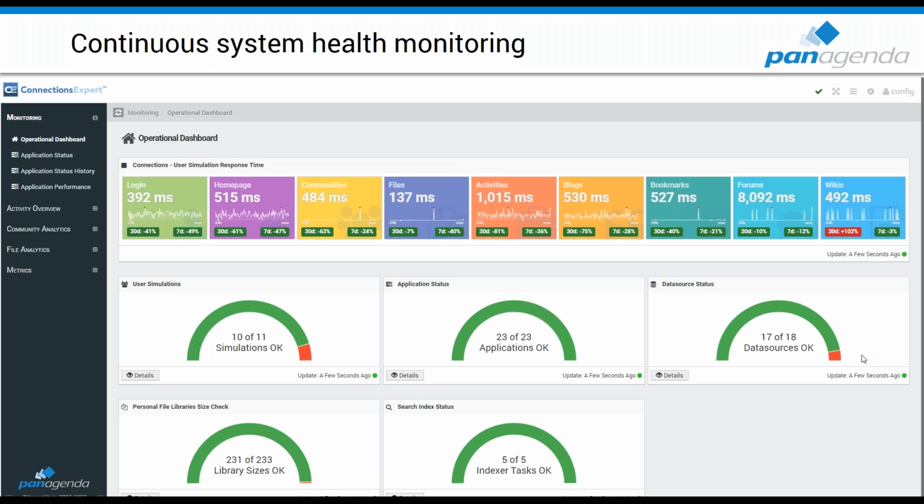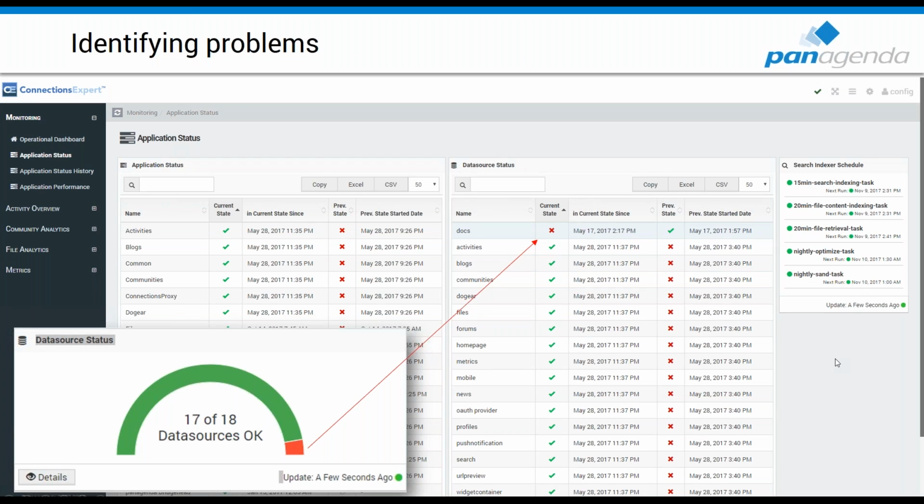Continuous system health monitoring, seeing how the login times are for your system. Why is this important? Well, if your user is running into problems because the forums are taking nearly 8 seconds to load, then that could really drive your user satisfaction down. So by seeing this and by being more active than just responding to a help desk call, you can actually prevent them from calling the help desk and make sure that you are doing it before them.